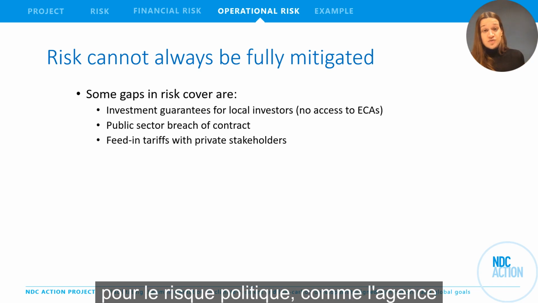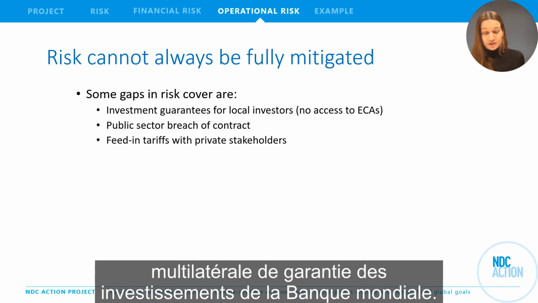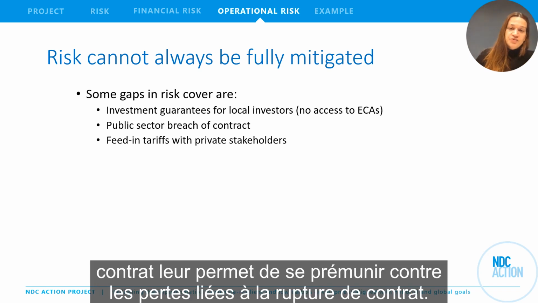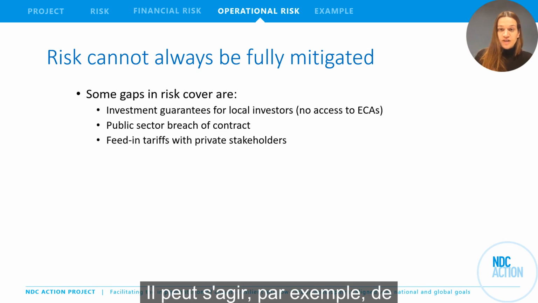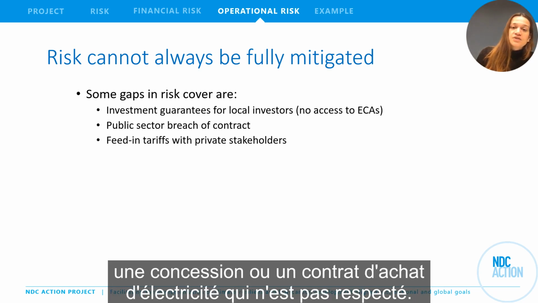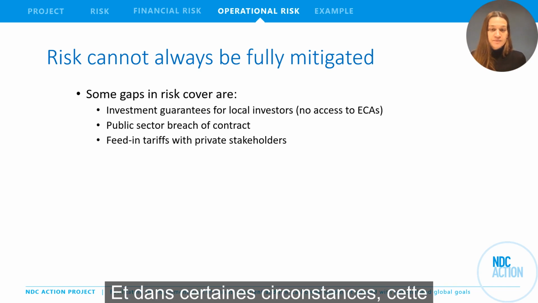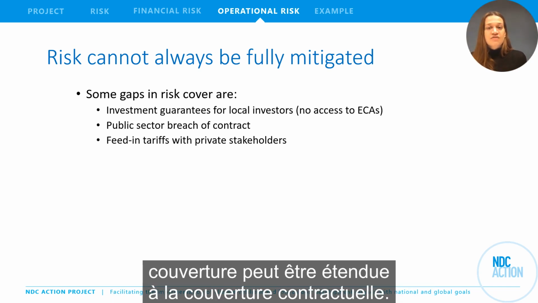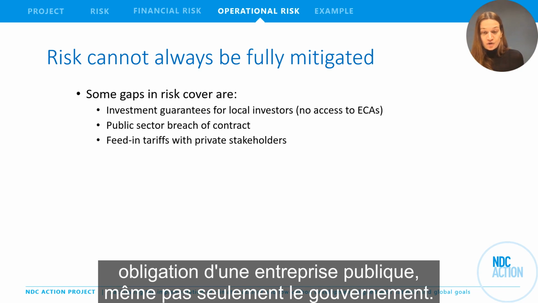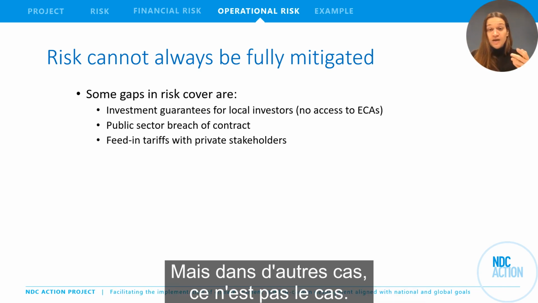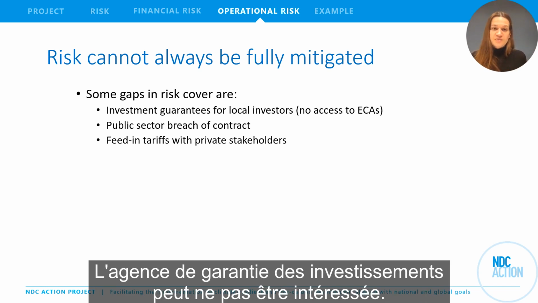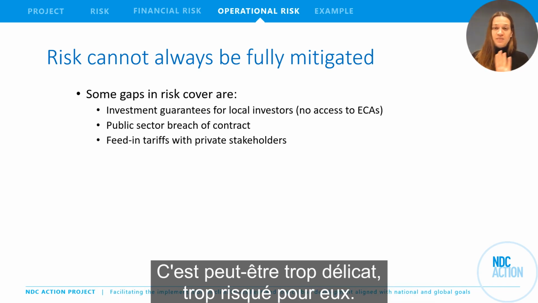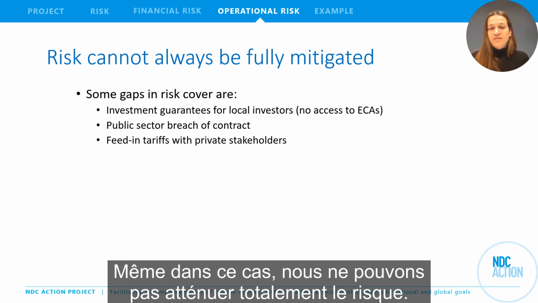Of course, there are sources to cover for political risk, like the World Bank's Multilateral Investment Guarantee Agency. Their breach of contract coverage offers a shield against losses stemming from a government's breach or repudiation of contract. This could be, for instance, a concession or a power purchase agreement that is broken. And in certain circumstances, such coverage may be extended to the contractual obligation of a state-owned enterprise even, not just the government. But in other cases, it may not. Or the World Bank's Multilateral Investment Guarantee Agency may not be interested. It may be too touchy, too risky for them even. In that case, we cannot mitigate the risk fully.